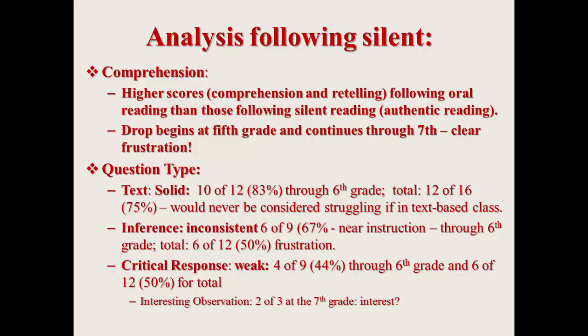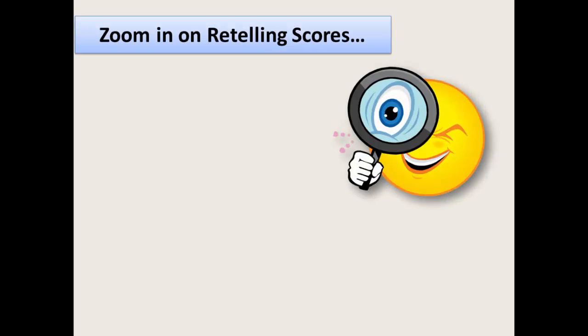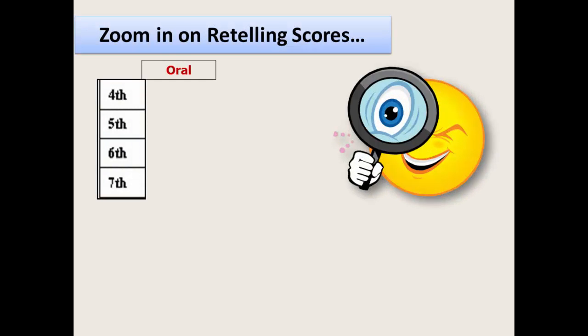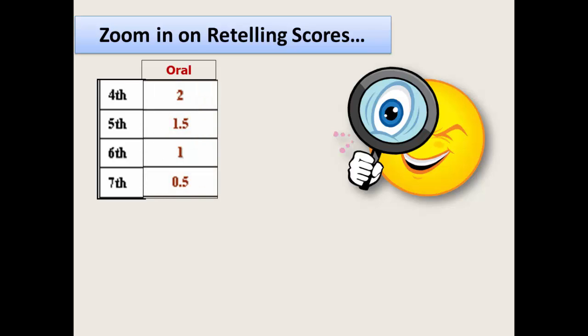Since he had 2 of 3 for critical response correct at 7th grade, we have a question. Does this student respond to interest? We don't know, but we could look here, folks. Look at the oral scores: 2, 1.5, 1, and 0.5.